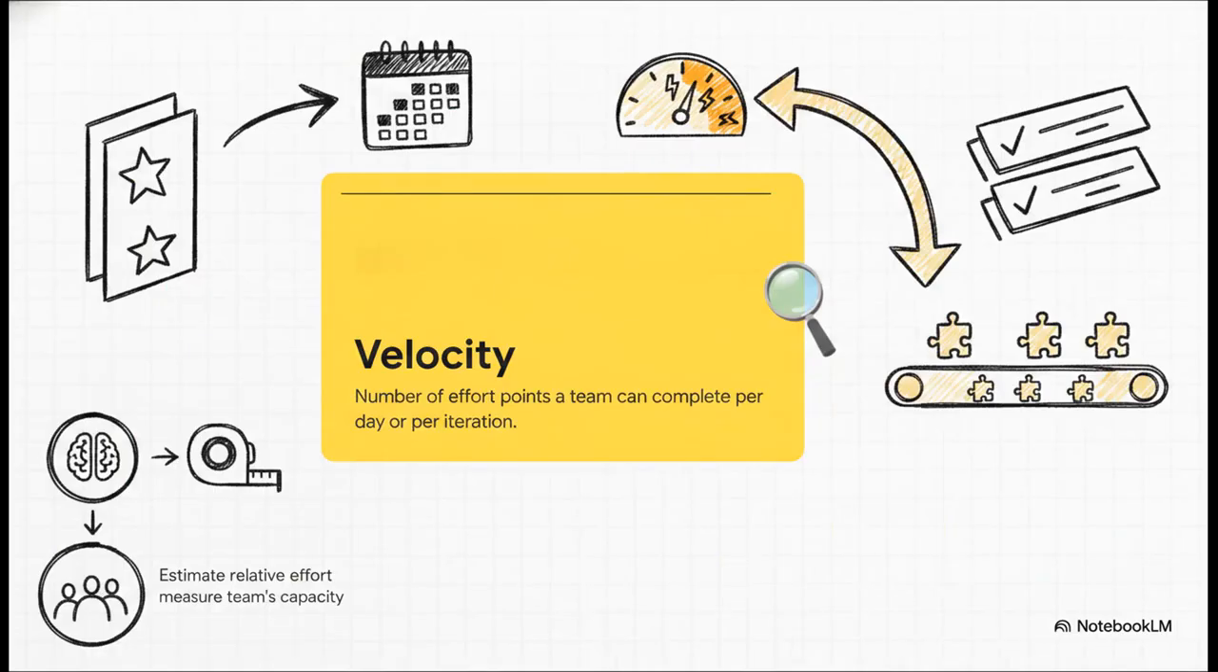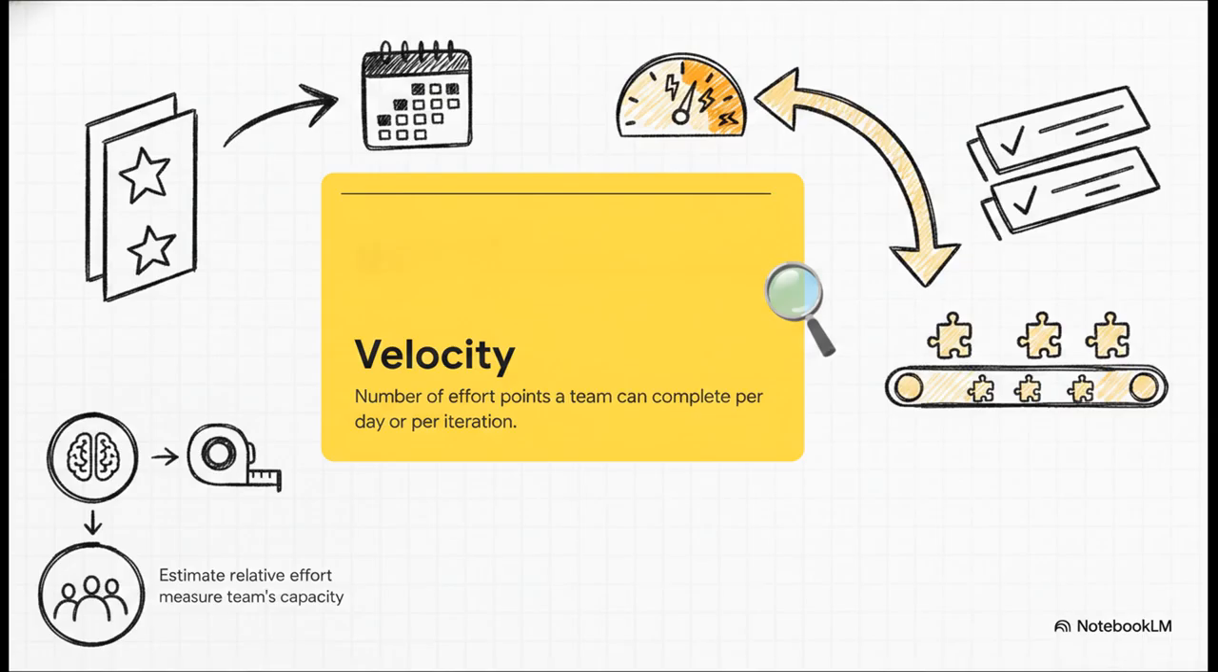But you might be wondering, how do we actually translate those arbitrary points into a schedule? Enter velocity. Velocity is defined as the number of effort points a development team can complete per day, or per iteration. So if your team historically completes 30 story points in a 2-week cycle, your velocity is 30. It's your capacity bucket.